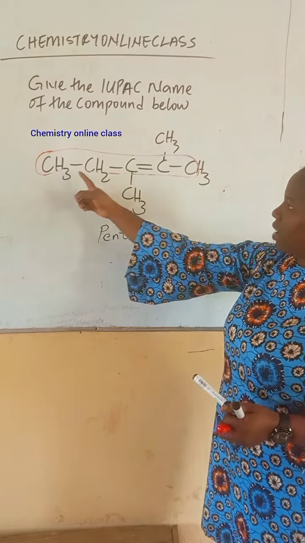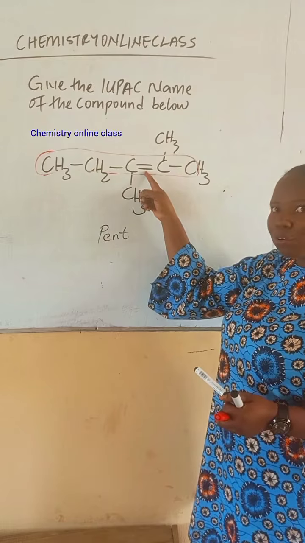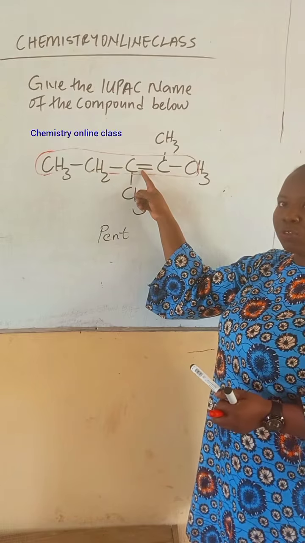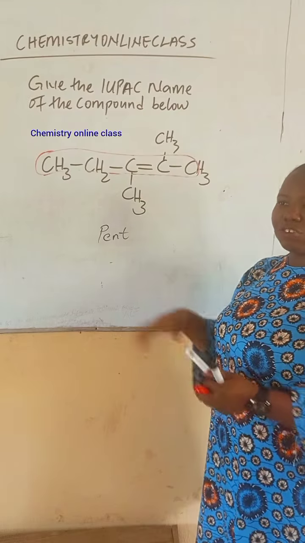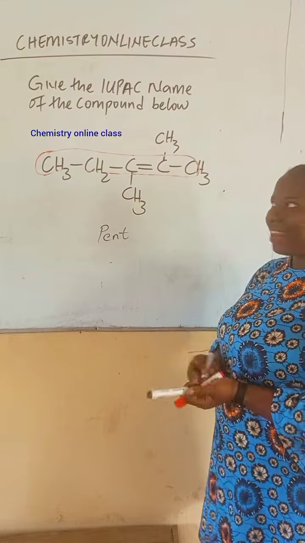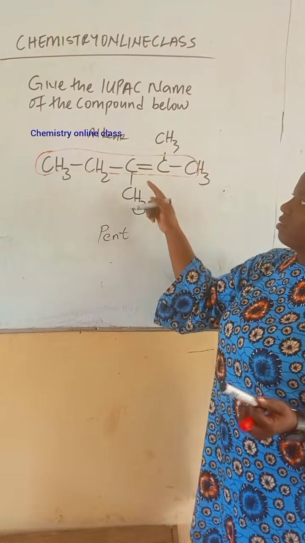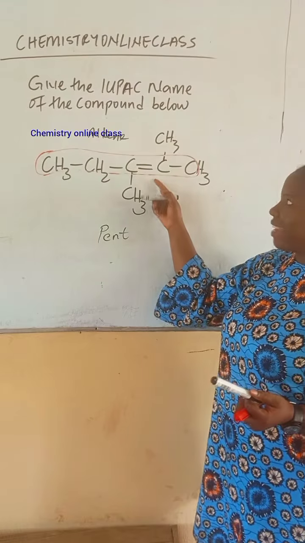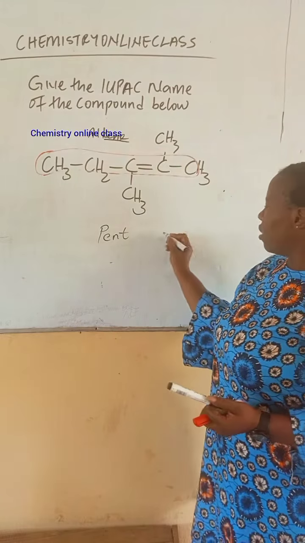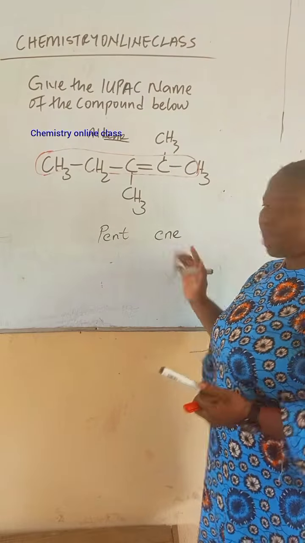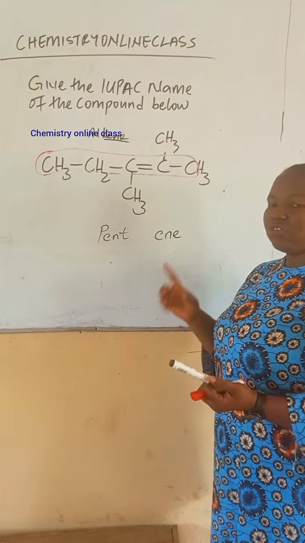Here, when we look at the carbon chain, we can see that there is a double bond. Okay, because of the presence of this double bond, the homologous series that has a double bond as its functional group is what? Alkene. Since this compound belongs to alkene, it's going to answer a name that ends with what? Ene. Are we together?